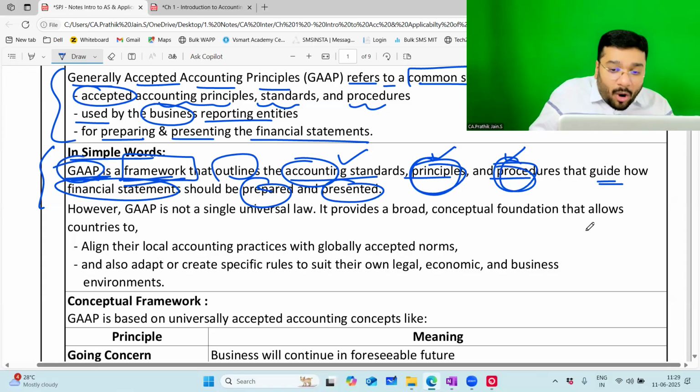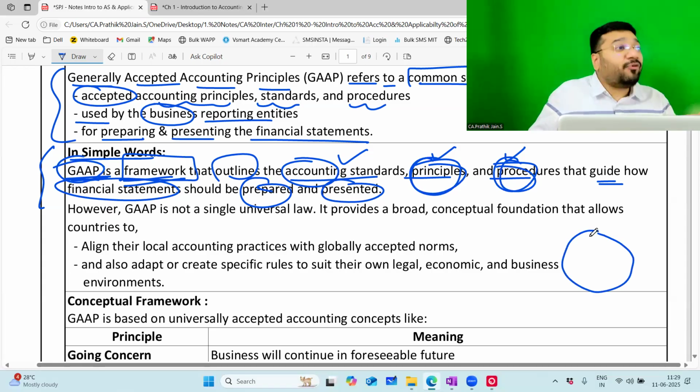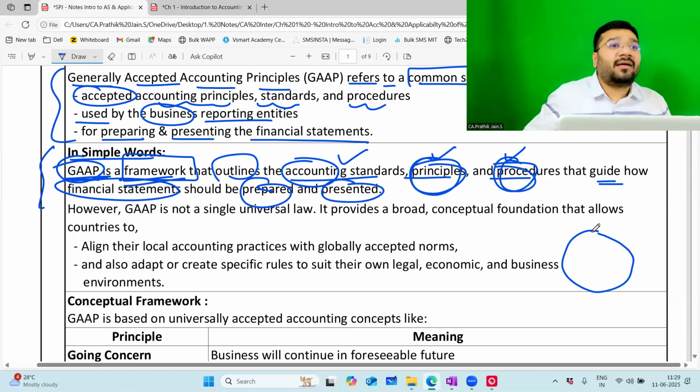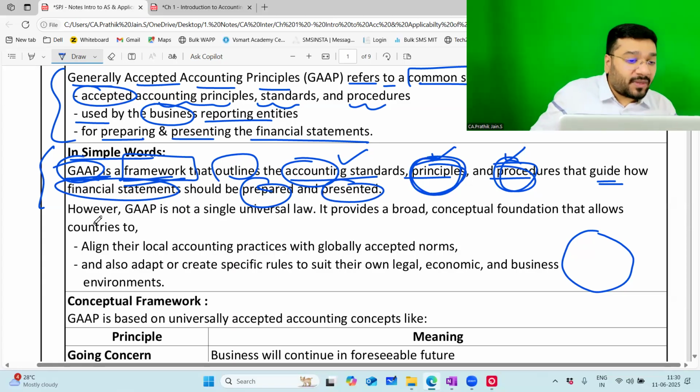So GAAP is like an outer line boundary. You have to play within this boundary. You cannot go beyond this boundary. So GAAP is that outer line circle. In this circle, you as a country have the freedom to have your own accounting rules and regulations. You can come out with whatever rules you want, but you cannot override these rules and principles. Generally accepted accounting principles.